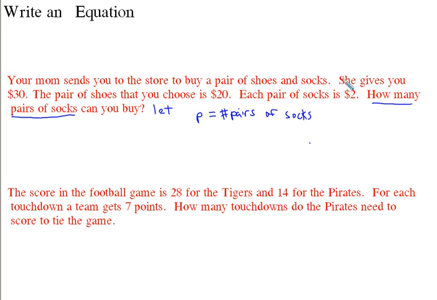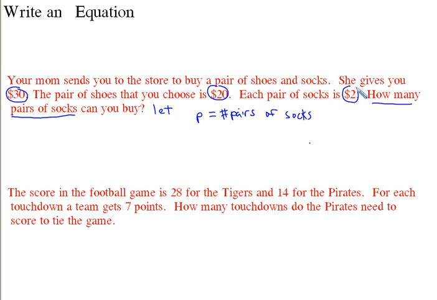And you might be able to do this one in your head, you probably will be able to, but we still need to write out an equation if it says to do so to prove that we can do it with a more complex problem. So she gives you $30. So let's circle that because that's an important number in there. And sometimes there's extra numbers in these problems, but in this case there are not. The pair of shoes that you choose is $20. And each pair of socks is $2.